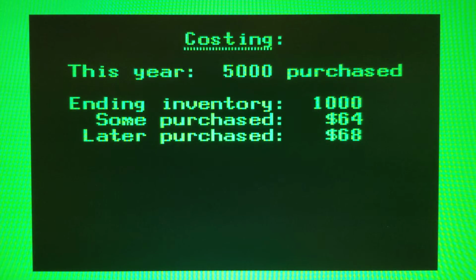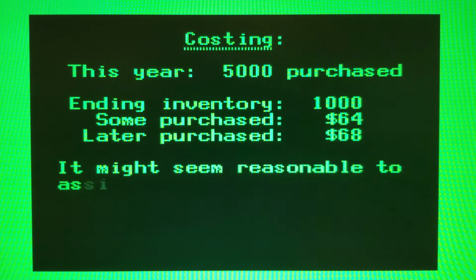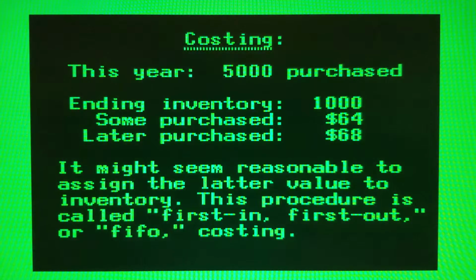During a period of a year, 5,000 units may have been purchased with 1,000 left on hand in inventory. If at the beginning of the year the items were purchased at $64 and near the end at $68, it might seem reasonable to assign the latter value to inventory. This process is called first in, first out, or FIFO costing.